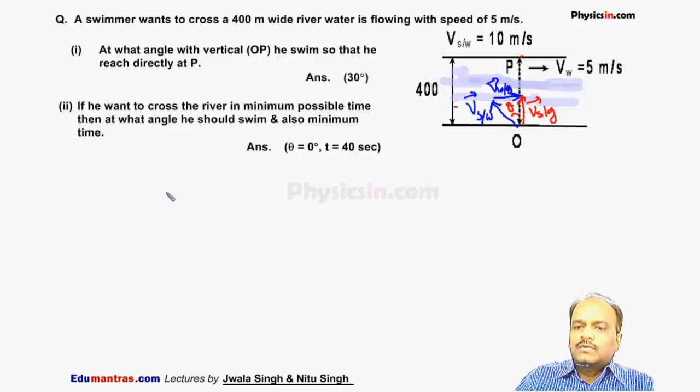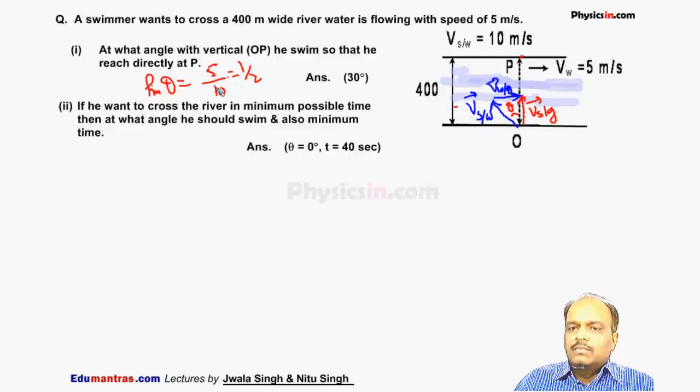So if drift is 0, I can say sin theta is equal to Vw by Vs. So Vw is 5 and Vs is 10, so it is equal to 1 by 2, means theta is 30 degree. So with vertical he will swim at an angle of 30 degree with respect to water, so that he will directly reach this point P.